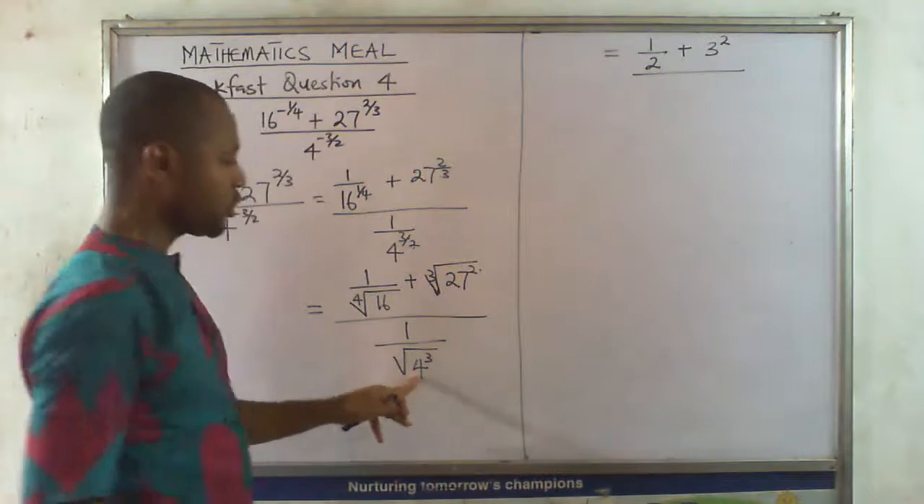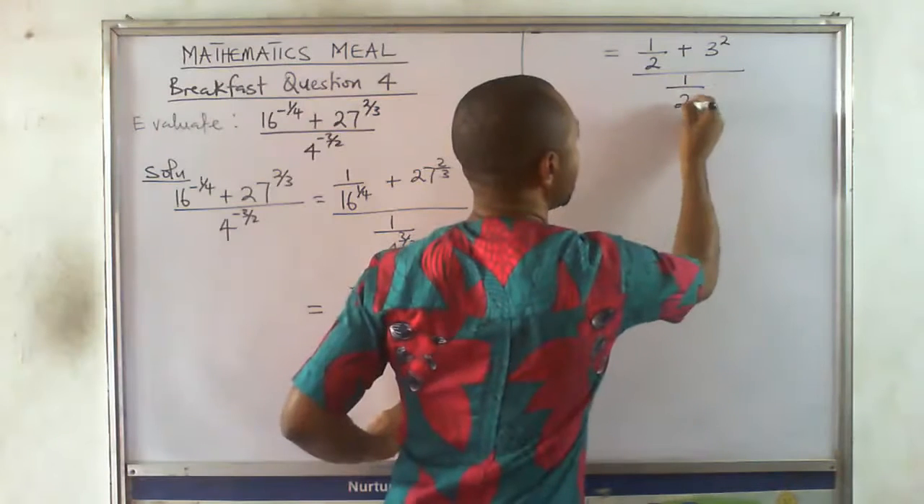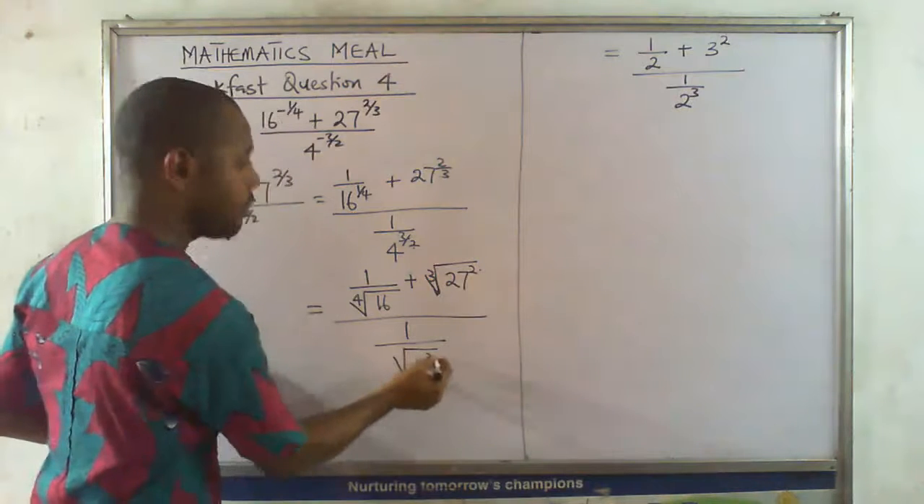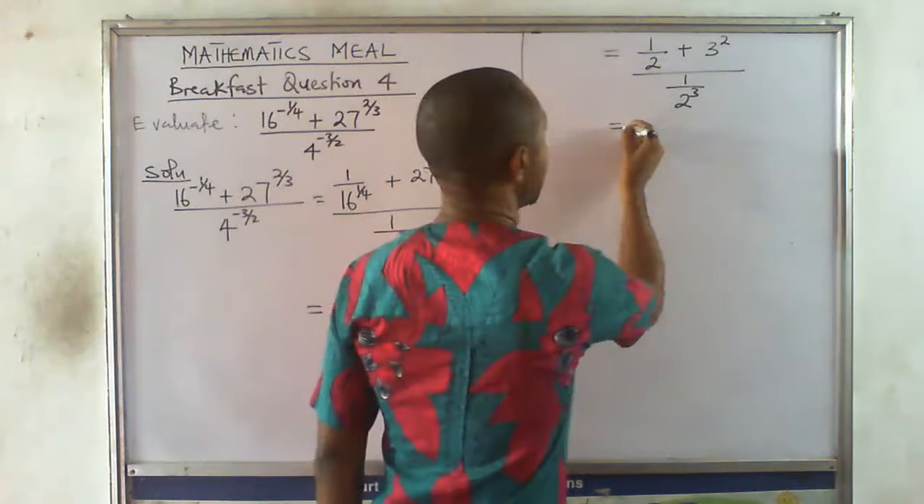What is the square root of 4? The square root of 4 is 2, so I have 1 over 2 raised to power 3. All I did was to find the square root of 4. I have not touched the power. Okay? So we can go further.